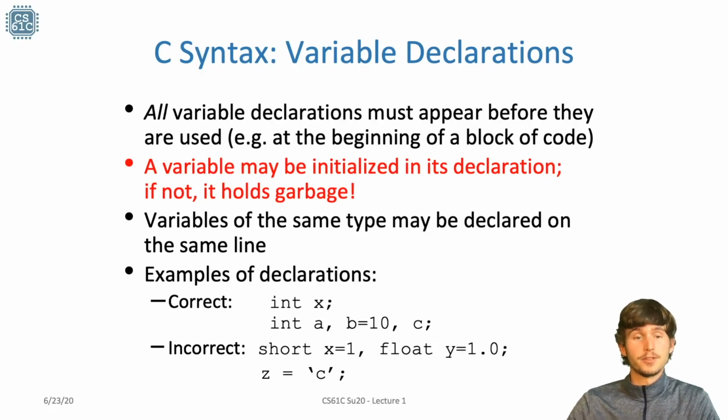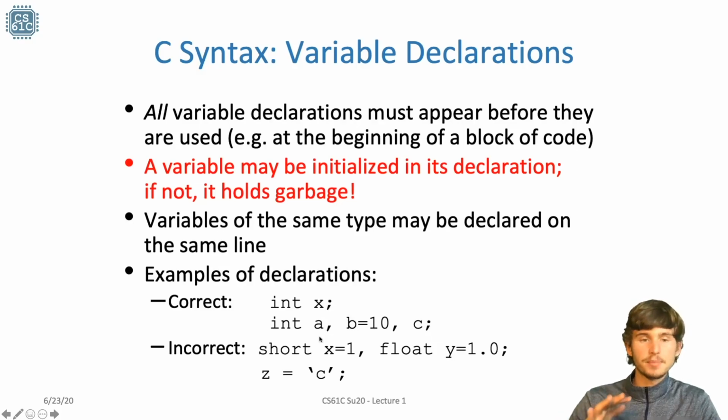So that's why you need to be careful and make sure that you actually set the right values first. Some examples of correct declaration are like int x. I'm just defining x to be an integer. I also have int a, comma, b is equal to 10, comma, c. So basically we're defining the type, and then we are defining the different variables and possibly initializing the variables as well.